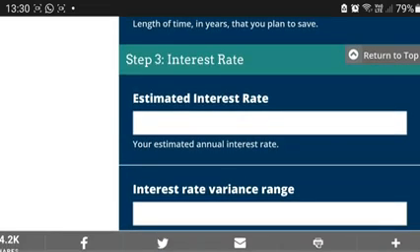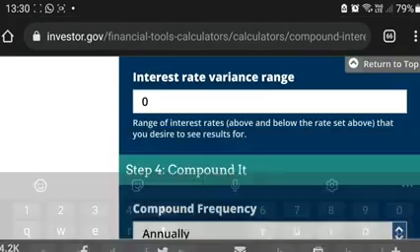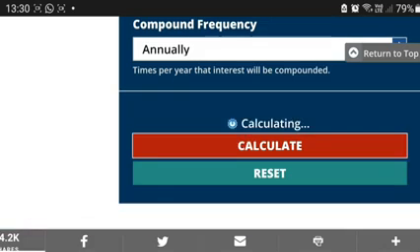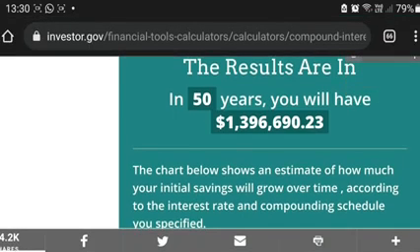It's easier. Estimated interest rate, I'm going to use 10%. Interest rate variance, I'm going to put 0. Compound frequency, I'm going to leave it like that. Most investments compound annually, meaning you're going to earn the interest once a year. Then we click on calculate and it's calculating for us. It says the results are in 50 years, you will have 1,396,690 Rand 23 cents. So at which year do you actually reach 1 million? That's the question.